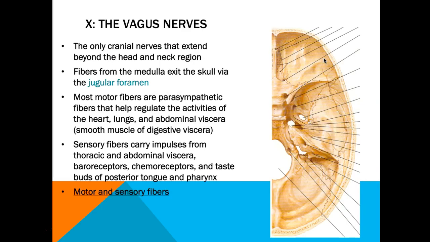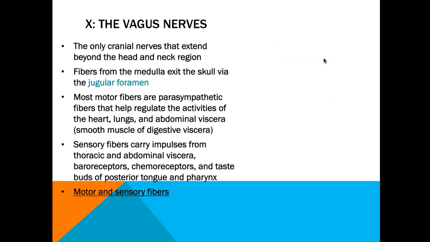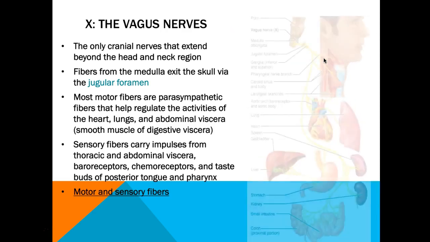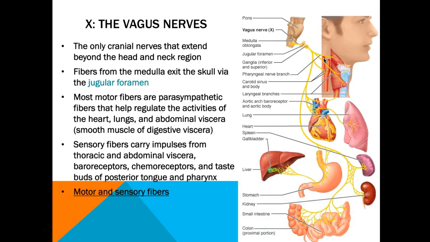Next we have cranial nerve number 10, which is your vagus nerve. This is going to be the only cranial nerve that extends beyond the head and the neck region. It is our longest cranial nerve that we have. So fibers will exit through the medulla and head toward the jugular foramen of the skull to exit here. The motor fibers within the vagus nerve are mostly parasympathetic and will help regulate activities of our heart, our lungs, abdominal organs, specifically the smooth muscle in that area.